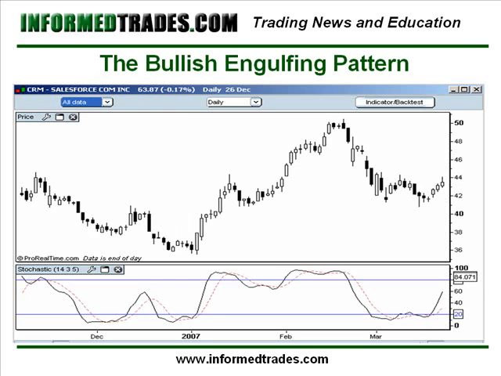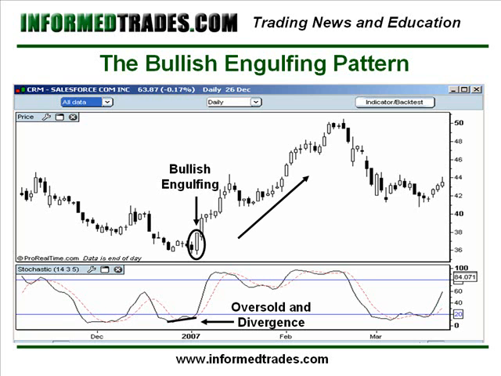When you see this as part of a chart, it's a little more self-explanatory. I've got a chart here of Salesforce.com with the stochastic, which I like to use to indicate not only overbought and oversold, but also potential divergence and therefore potential reversal positions in the market, which we learned about in our lessons on stochastics. So you can see here we've got a downtrend in the market. We've got our bullish engulfing pattern, and we also have a situation where the market is oversold and we're seeing divergence on the stochastic, which are two confirming signals there, and we do get a reversal in this situation.